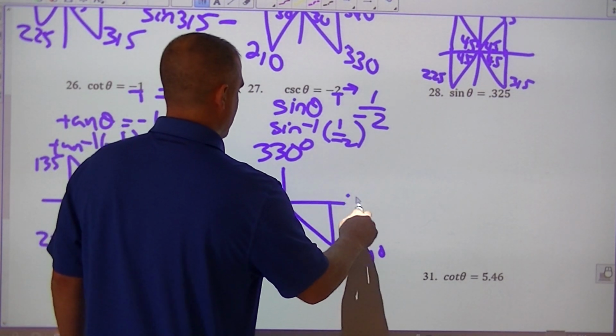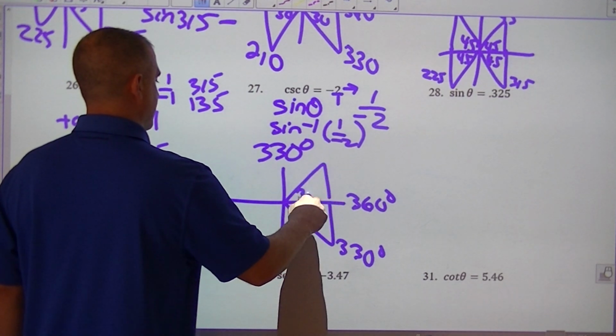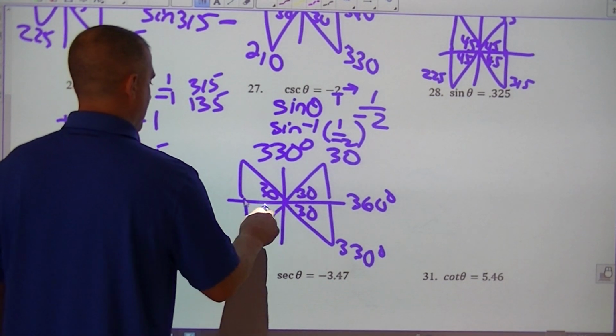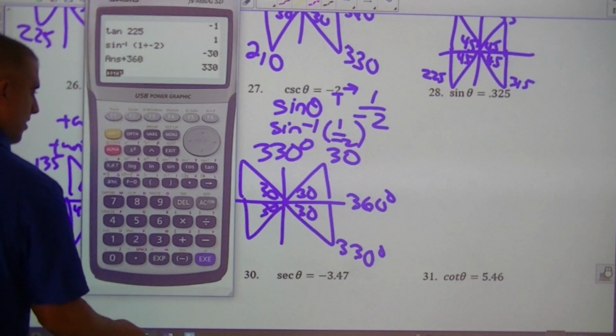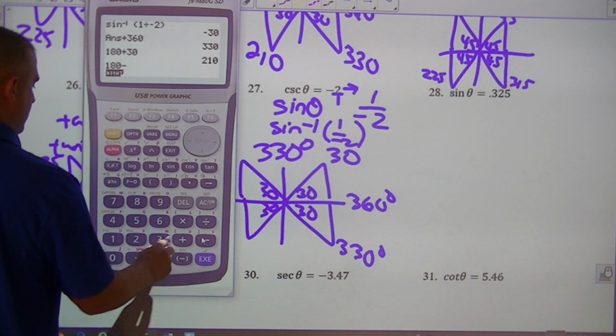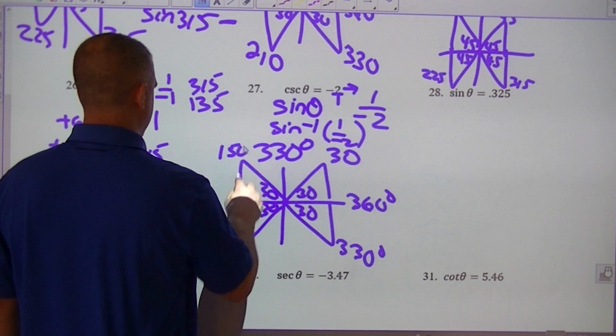So I'm going to add 360, which makes that 330 the first angle that works. And if I subtract that from 360, I get 30. That means this is 30, which is automatically 30. That's easy, 30 and 30. Once again, to get this area, 180 plus 30, 180 minus 30: 150 and 210, so I'll put those in the appropriate places.